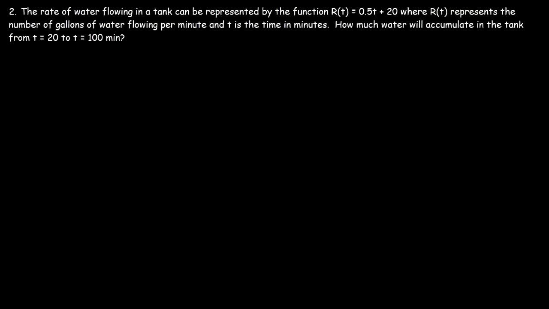The rate of water flowing in a tank can be represented by the function r of t, which is equal to 0.5t plus 20, where r of t represents the number of gallons of water flowing per minute, and t is the time in minutes. So here's the question. How much water will accumulate in the tank from t equals 20 to t equals 100 minutes?